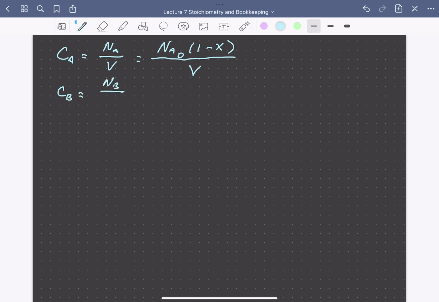So this is just equal to the number of moles of B divided by the reactor volume. And the number of moles of B we expressed as the initial number of moles of B minus the amount reacted, which was the ratio of the stoichiometric coefficients of A and B, times the number of moles of A reacted, Na0 times X. And we'll have similar expressions for our products as well.